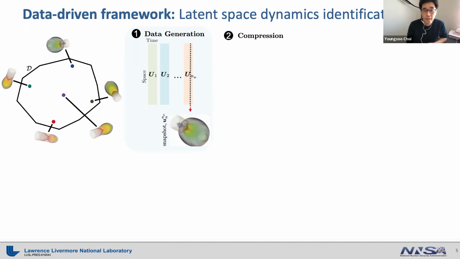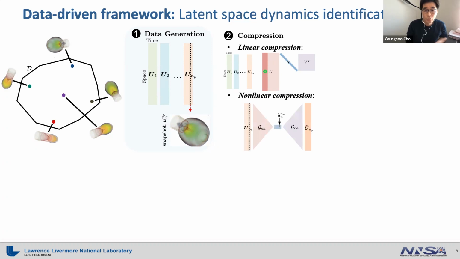And then the second step is the compression step, where both linear and nonlinear compressions can be applied. The most popular linear compression technique would be singular value decomposition. If you have multi-dimensional data, then tensor decomposition would be a good candidate. And the most popular nonlinear compression would be autoencoder. These compressions will form a latent space, and data you created will now reside in the reduced latent space that is of much smaller dimension than the full space and much simpler as well.